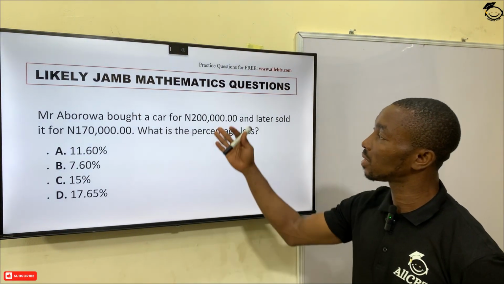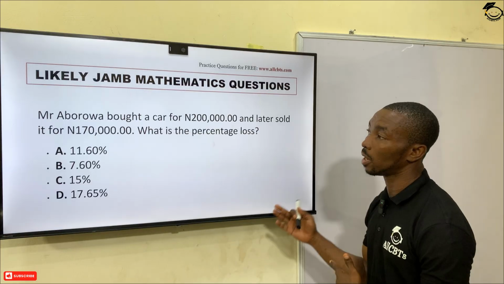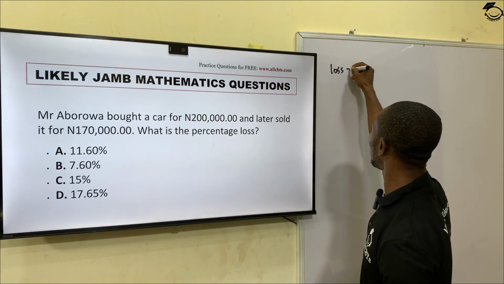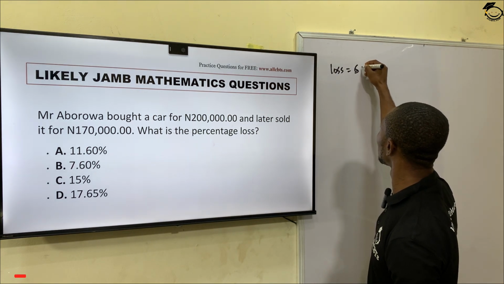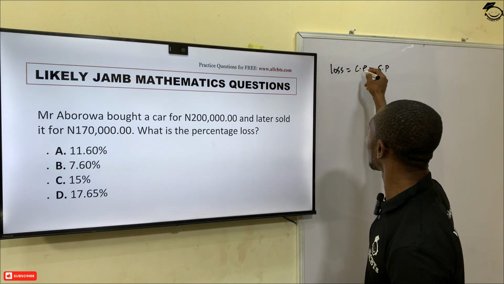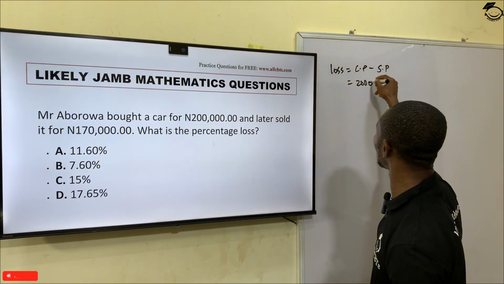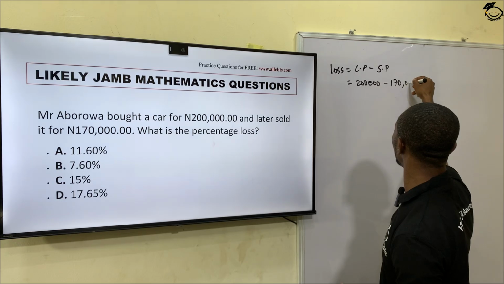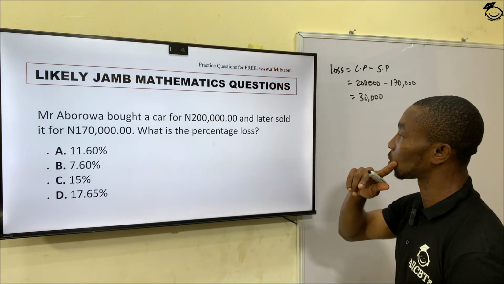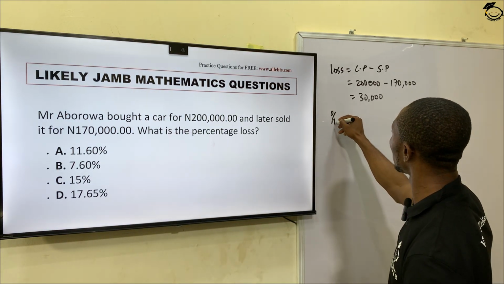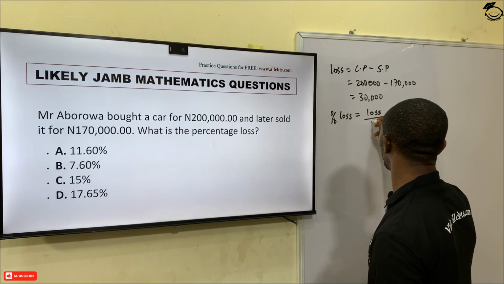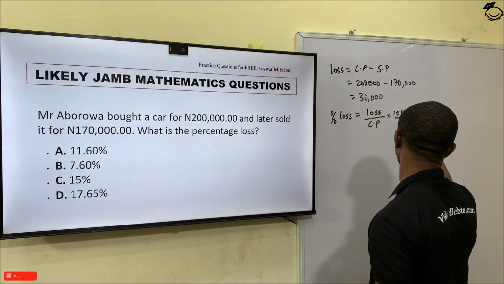Now, since his cost price is 200,000 and his selling price is 170,000, then our loss equals cost price minus selling price. So our cost price here is 200,000 minus 170,000, which gives us 30,000. So if his loss is 30,000, to calculate our percentage loss, we will have loss over cost price times 100 over 1.